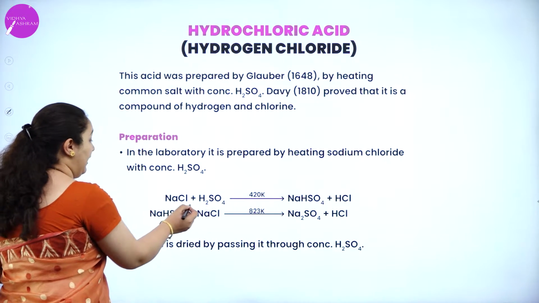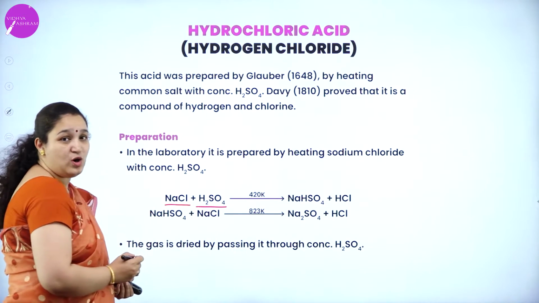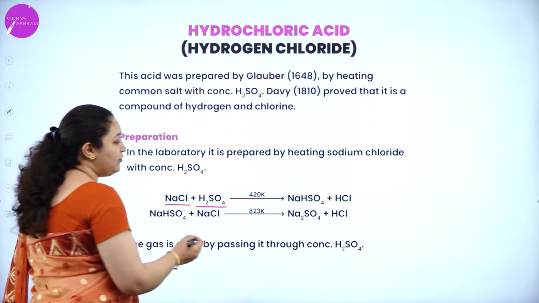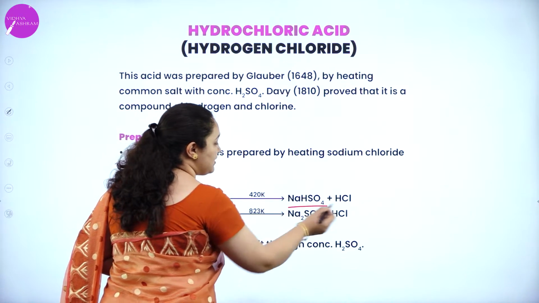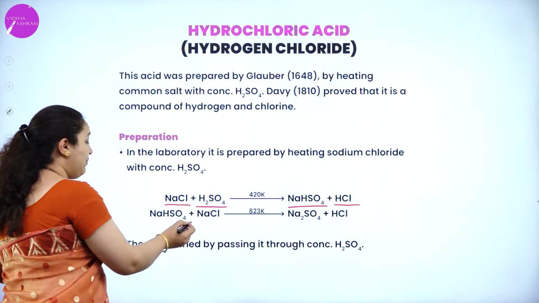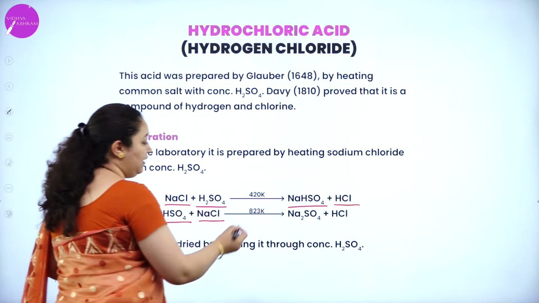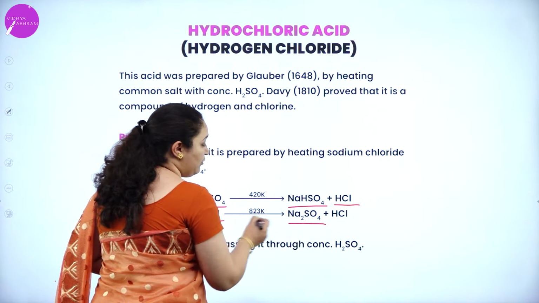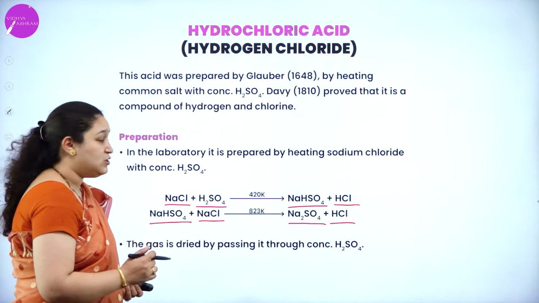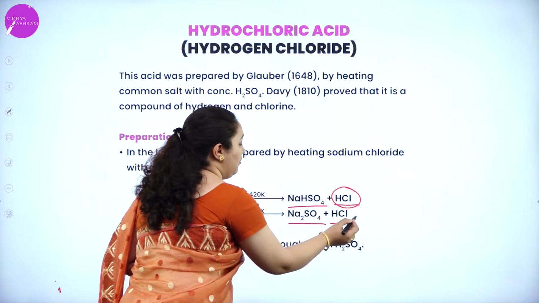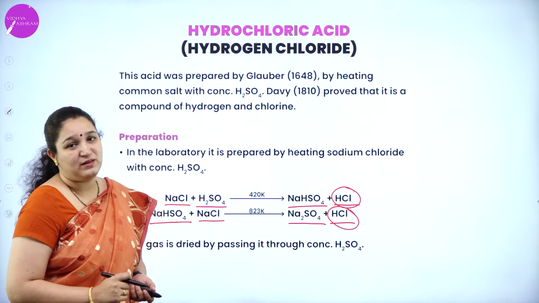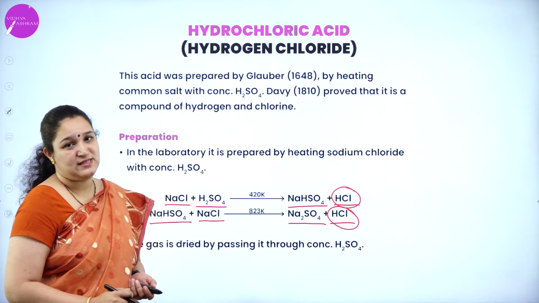If we take NaCl and treat it with concentrated H2SO4 at 420 Kelvin, first it will form sodium hydrogen sulfate and HCl gas is liberated. Further, sodium hydrogen sulfate with NaCl at 823 Kelvin will form sodium sulfate, and again HCl gas is liberated. So, we will get HCl in both the reactions. This is the laboratory method of preparation of HCl.